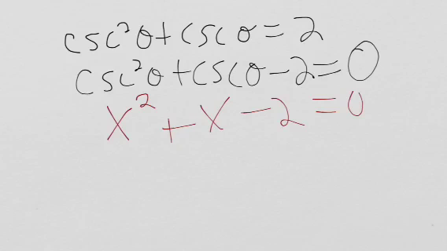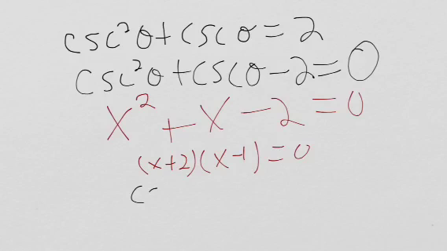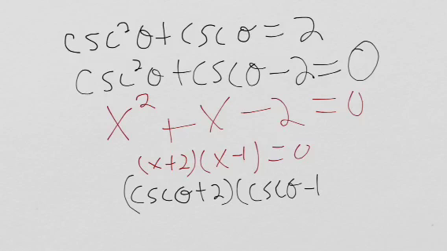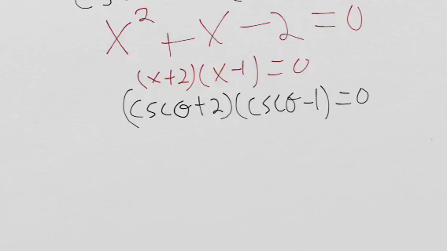x squared plus x minus 2 equals 0. Well, that's just x plus 2 times x minus 1 equals 0. But then x represents cosecant, right? Because we have cosecant squared plus cosecant. So then we can replace these x's with cosecant. We get cosecant theta plus 2 times cosecant theta minus 1 equals 0. And then the zero product property says that we can set both of those equal to 0.